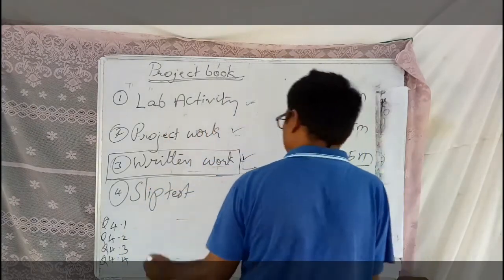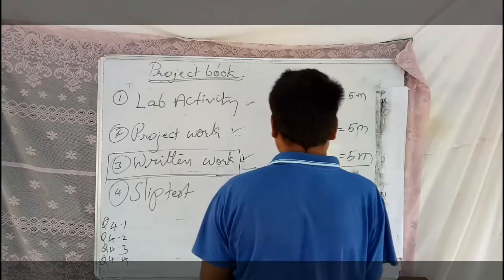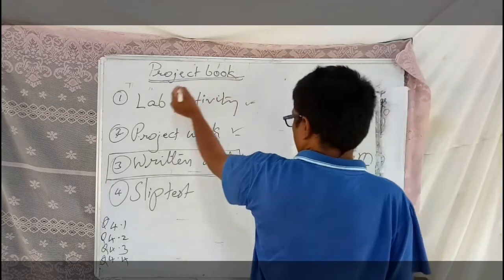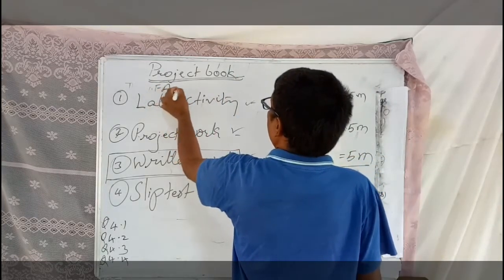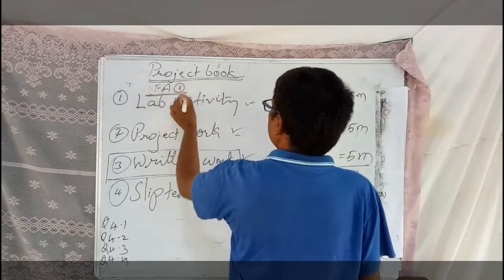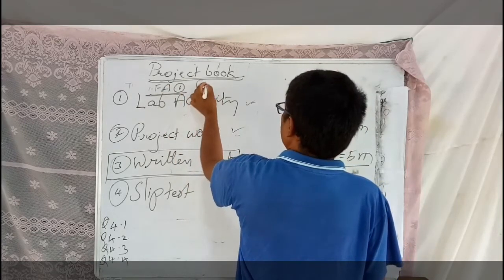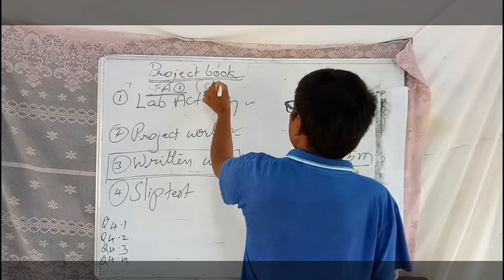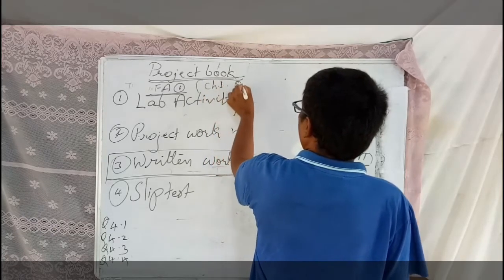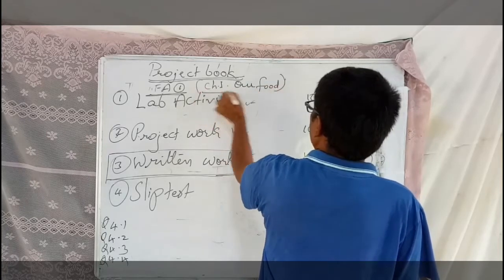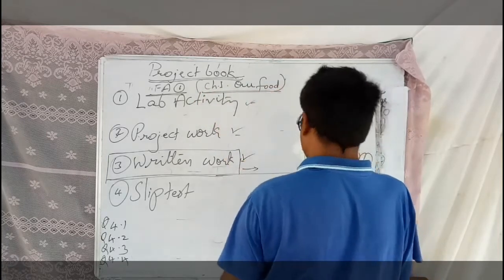Okay, students, this is the question paper, how you have to write. The portion for FA1 is this. This is for FA1. Okay, the portion for this FA1 is chapter 1. What is chapter 1? Our food is the portion for this FA1.